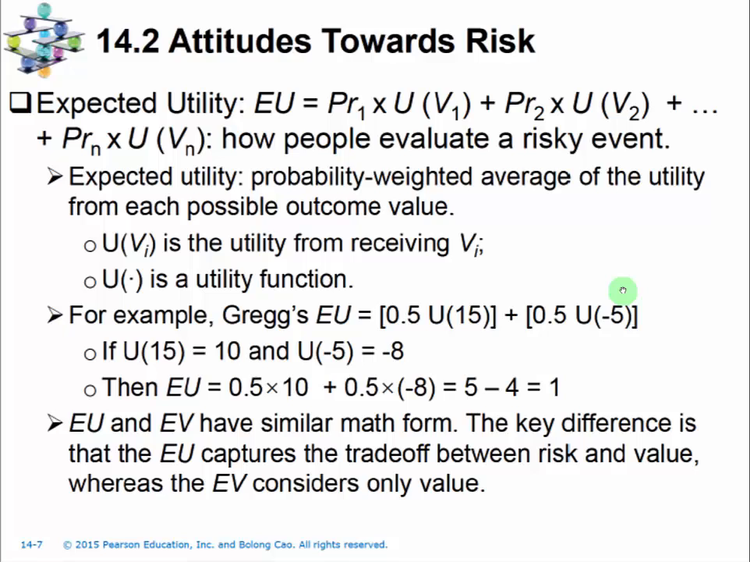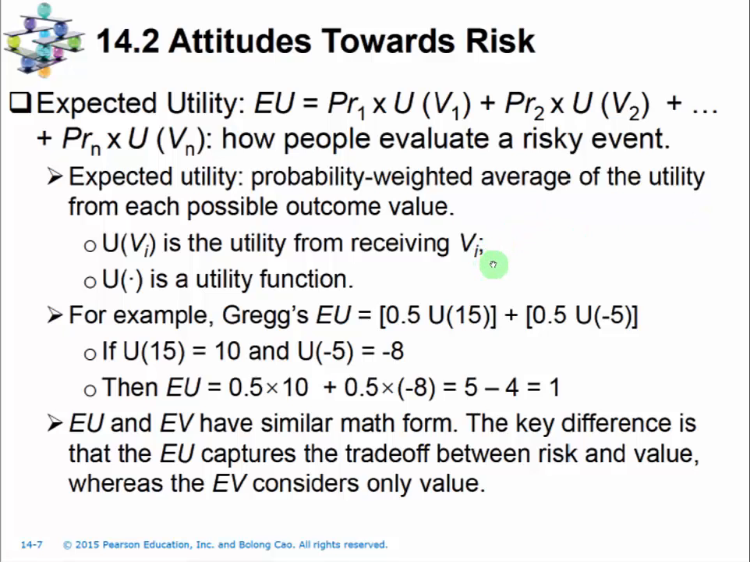How we are going to calculate it is very similar to what we have done for expected value, except now we calculate the probability weighted average of the utility from each possible outcome value. Before, when we calculated the expected value, it was the probability weighted average of the outcome values. Now it's the utility on those possible outcome values.